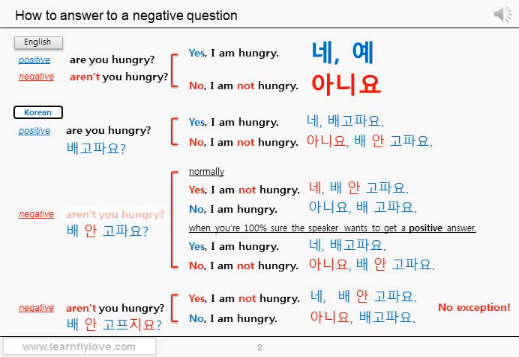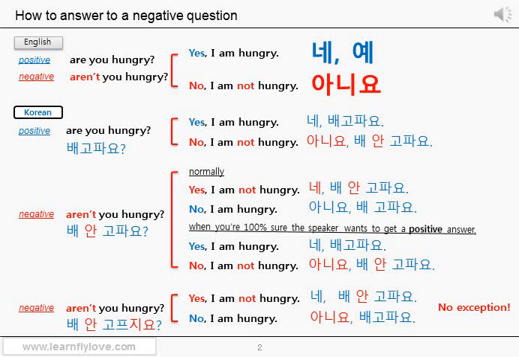The sentence, aren't you hungry, already contains the negative adverb, not, 안. So if you ask the question, aren't you hungry? 배 안 고파요? Koreans might answer, yes, you are correct, I am not hungry. Or, no, you are wrong, I am hungry. So you can say that Koreans answer in an opposite way when it comes to a negative question.